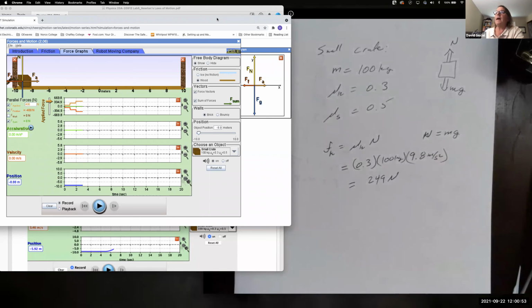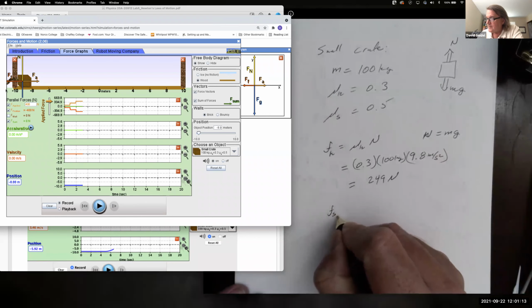The sign of Fk depends on which way you're pushing. If I'd been pushing to the left, this would have been positive. It always opposes motion. I'm trying to give motion to the right. The man here is trying to give motion to the right, and static friction is opposing it.